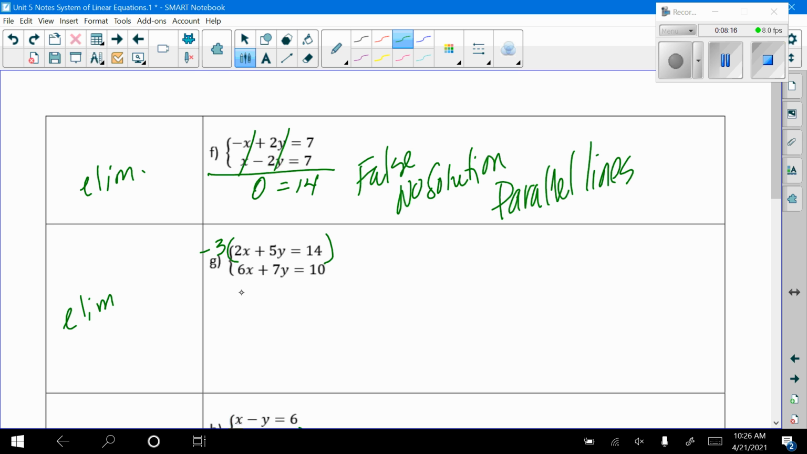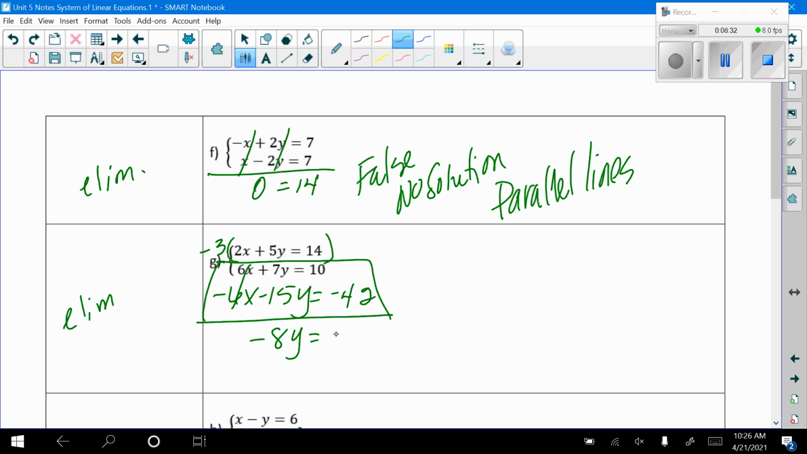Next one, multiply this out. I'm going to get -6x minus 15y equals -42. Now use these bottom two. These cancel. I end up with -8y equals -32. Divide by -8, y equals 4. So it's going to have one solution.